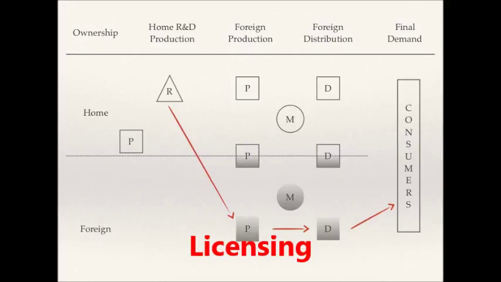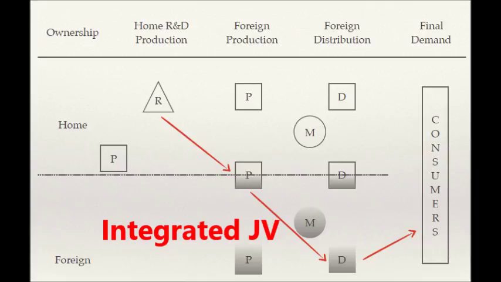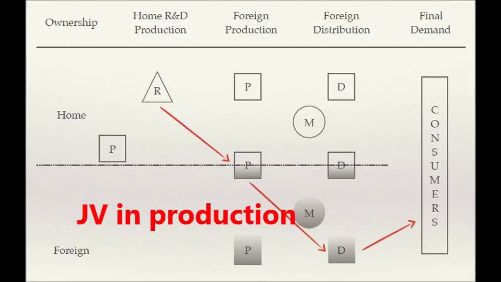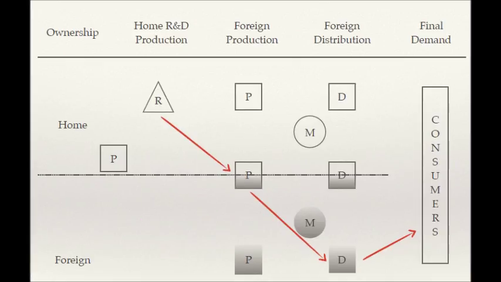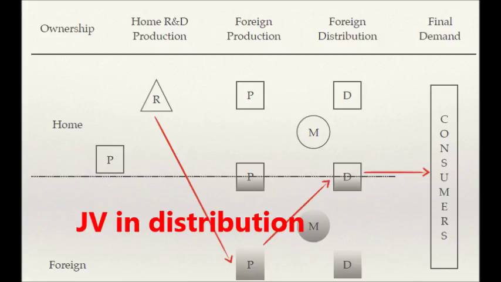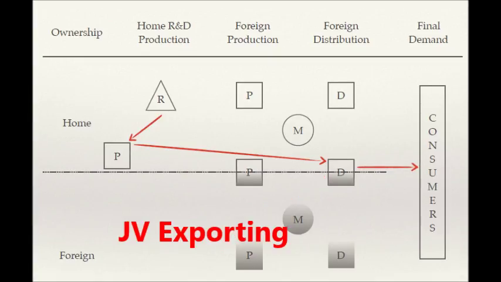Integrated joint venture. The entrant jointly owns an integrated set of production and distribution facilities. Joint venture in production. The entrant jointly owns foreign production but uses independent distribution facilities. Joint venture in distribution. The entrant jointly owns foreign distribution but subcontracts production to independent facilities. Joint venture exporting. The entrant exports to jointly owned distribution facilities.